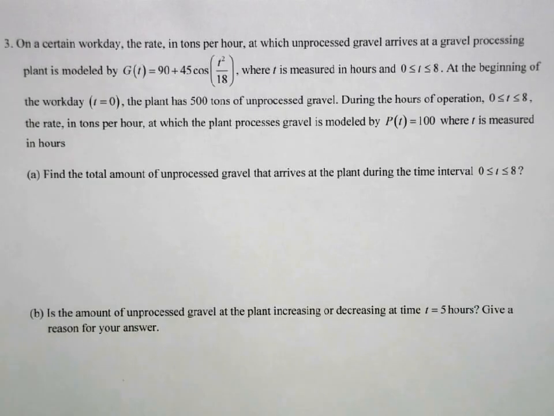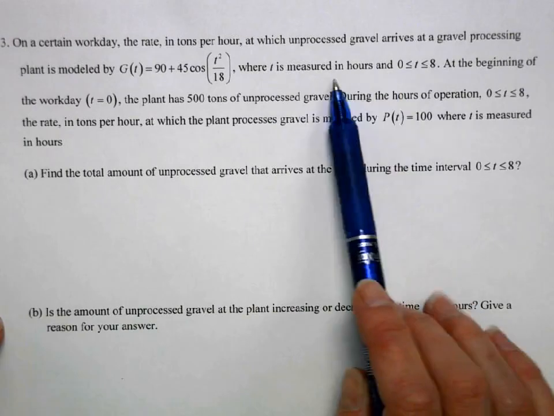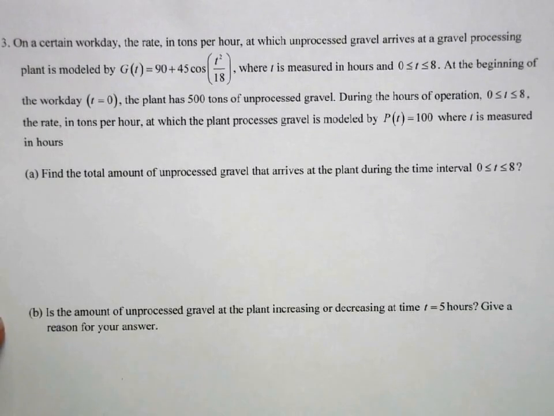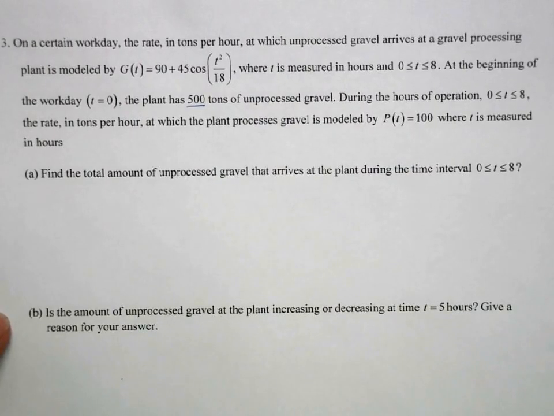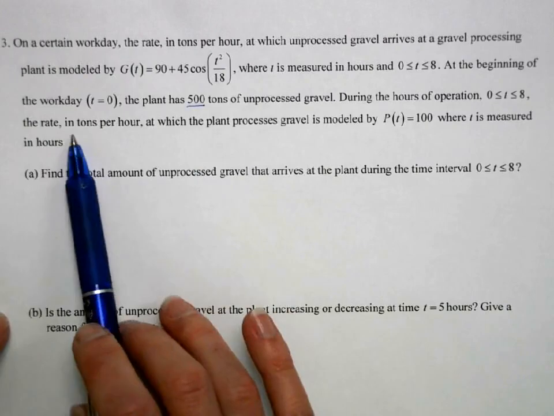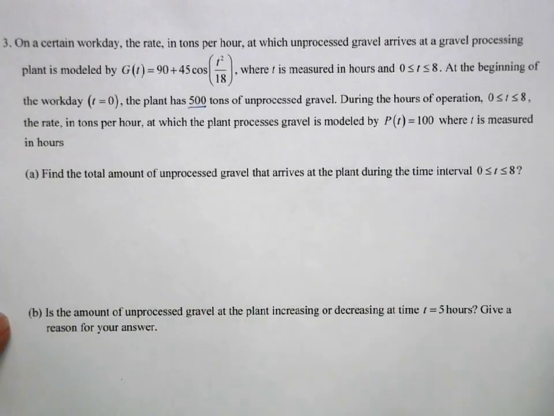Okay. Our next problem. On a certain day, the rate in tons per hour at which unprocessed gravel arrives at a gravel processing plant is modeled by this function here, where t is measured in hours and we're between 0 and 8 hours. At the beginning of the workday, there is 500 tons of unprocessed gravel. During the hours of operation, 0 to 8, the rate in tons per hour at which the plant processes the gravel is modeled by P(t) equals 100.